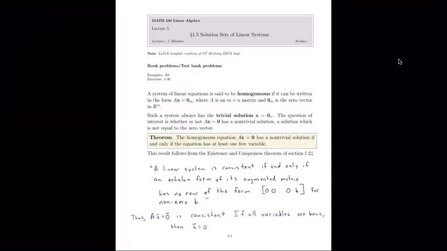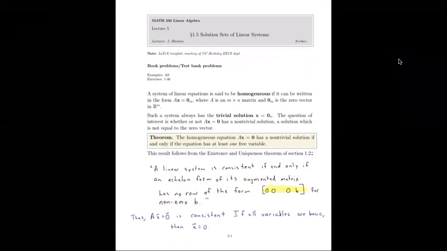Now, this follows somewhat easily from the existence and uniqueness theorem of section 1.2. This is the second of those theorems, which states that a linear system is consistent if and only if, so we have another equivalence of statements, an echelon form of its augmented matrix has no row of the form given here, where we have all zeros and then a b in the right-handmost entry of this row, where that b is non-zero. Okay, so this is what we looked at before.